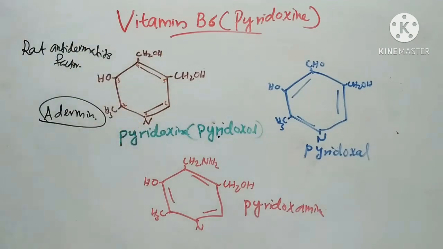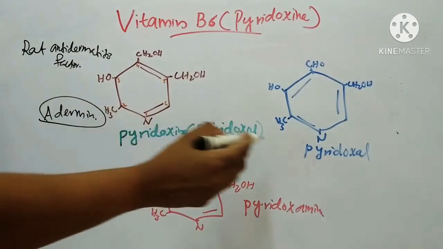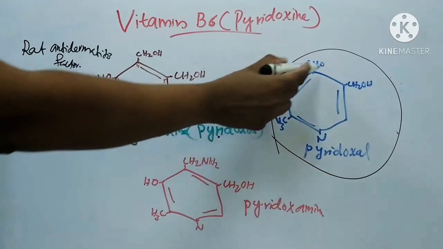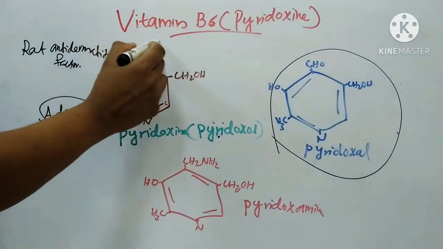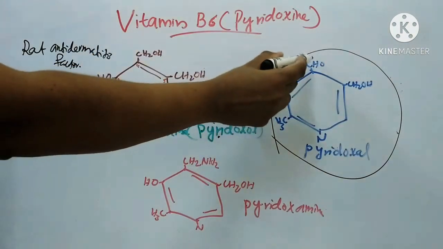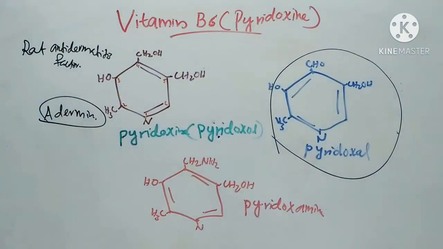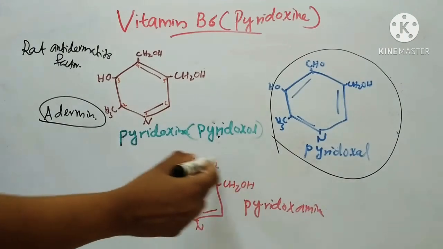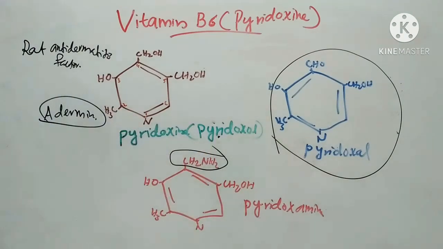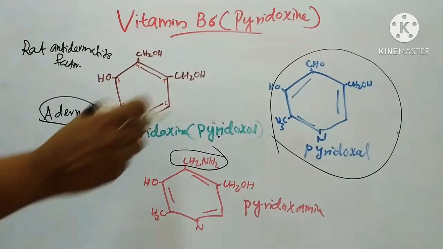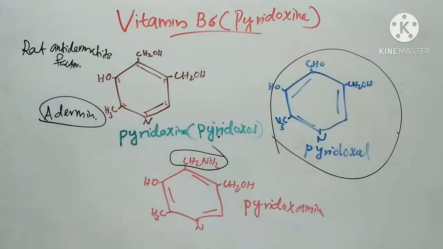It occurs in association with the aldehyde pyridoxal. This is the aldehyde form, where in place of CH2OH there is a CHO group. It is called pyridoxal. It also occurs with an amine form, pyridoxamine, which has CH2NH2. All three forms exhibit vitamin B6 activity: pyridoxine, pyridoxal and pyridoxamine.